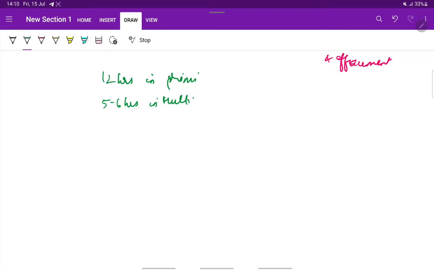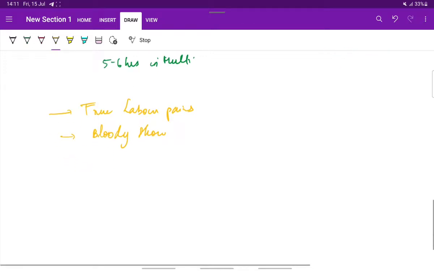So, in the first stage of labor, there will be true labor pains, there will be blood tinged mucoid discharge, which is also called as bloody show. There will be dilation of the cervix, and there can occur the rupture of membranes.